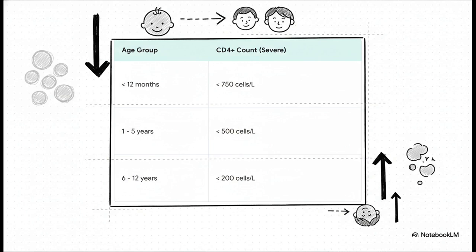You can see it's less than 750 for a baby, but it drops all the way to less than 200 for a child over 6. A really critical detail for pediatric care.